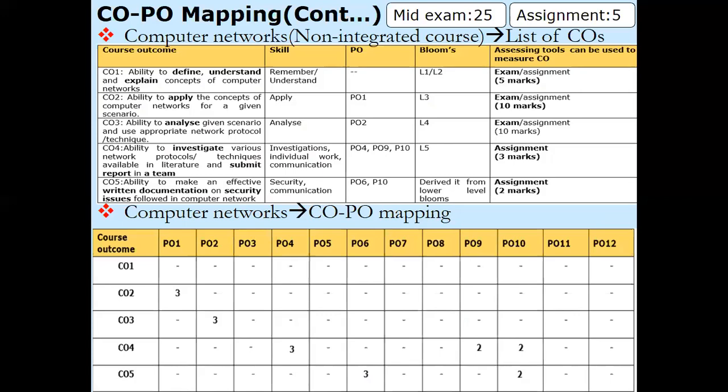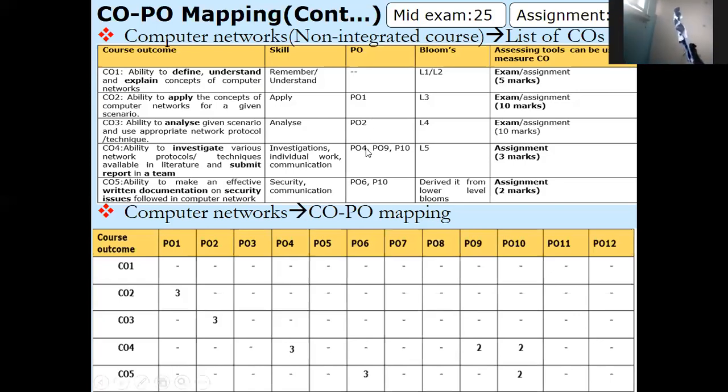Now, with respect to these subjects, there are 5 course outcomes. In previous slides, I have shown which POs are focused for this subject: PO1, PO2, PO4, PO9, PO6, PO10. If you see here, this is with respect to the subject. It is focused; there are nearly 6 program outcomes focused.